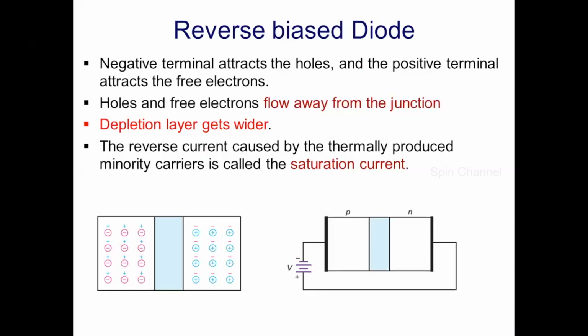In the second condition of a biased diode, the negative terminal of the battery is connected to the p-type material and the positive terminal of the battery is connected to the n-type material. Under this condition, the holes are attracted towards the negative terminal of the battery, and free electrons are attracted towards the positive terminal of the battery. As a result, the holes and free electrons flow away from the junction. Due to this, the depletion region gets wider.